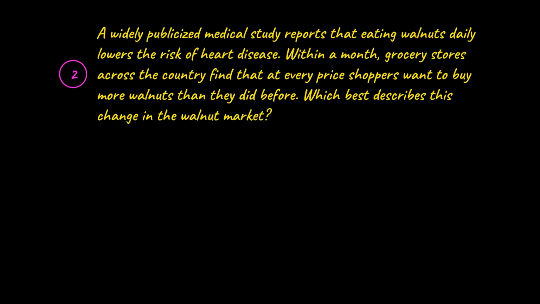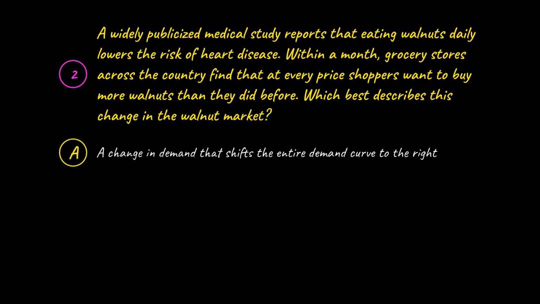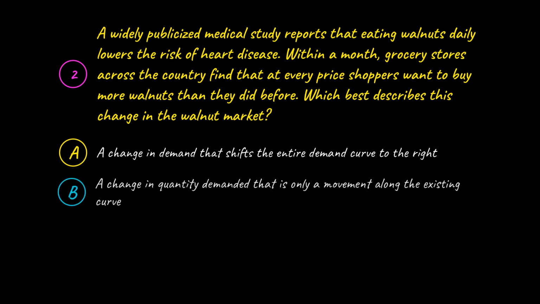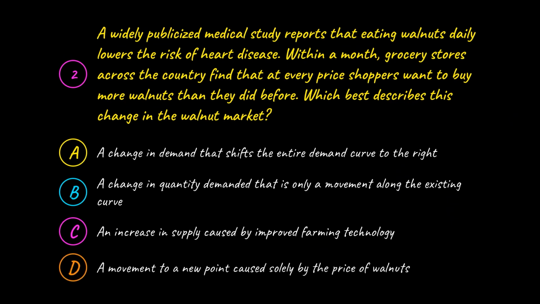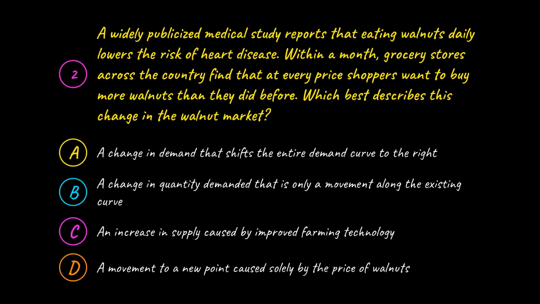Your options are: A. A change in demand that shifts the entire demand curve to the right. B. A change in quantity demanded that is only a movement along the existing curve. C. An increase in supply caused by improved farming technology. D. A movement to a new point caused solely by the price of walnuts. Take a second. Which answer would you pick?